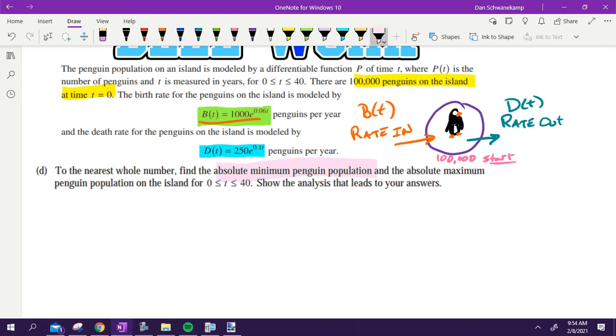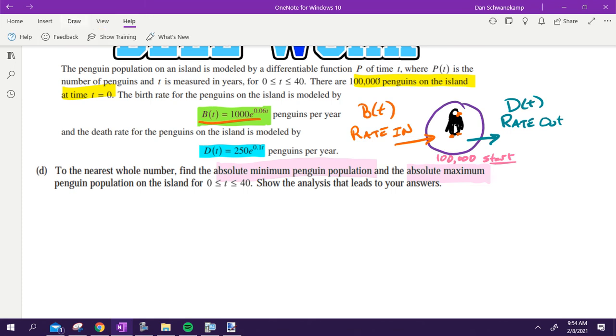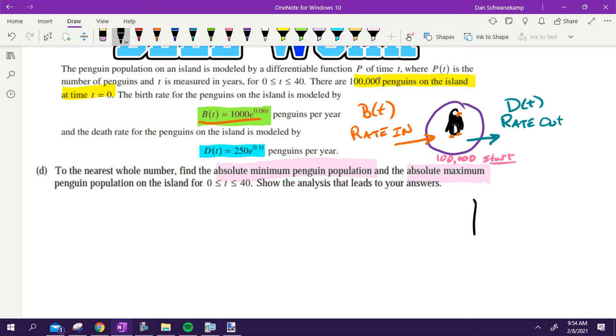To the nearest whole number, find the absolute minimum penguin population and the absolute maximum penguin population on this island from 0 to 40. And then show the analysis that leads to your answers, or in other words, justify. We are finding absolute maximums and minimums of penguins, and they want me to justify it. How do I justify the absolute maximum or minimum amount of penguins? A table. Okay. Hopefully that is automatic now.